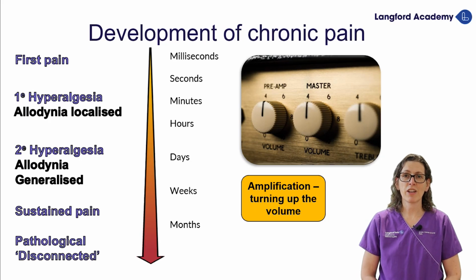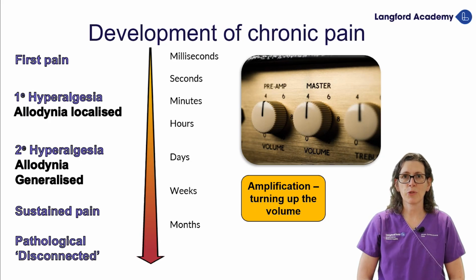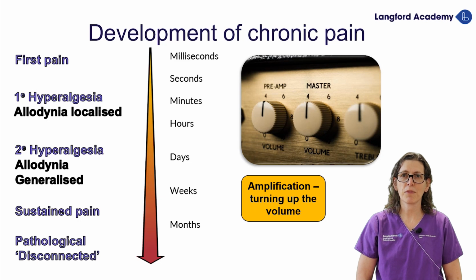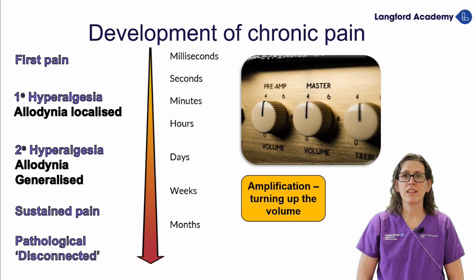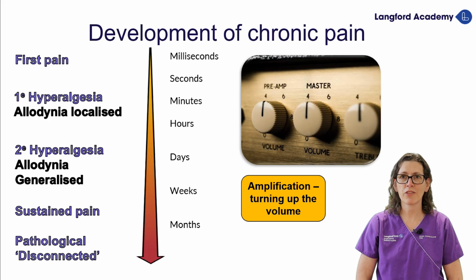Then we see secondary hyperalgesia, and this results from central sensitization. The spinal cord dorsal horn becomes sensitized. We see activation of NMDA receptors and an influx of calcium into the cell bodies. Again, we see a reduction in action potential threshold, and we see an increase in the receptive field of the area of allodynia.